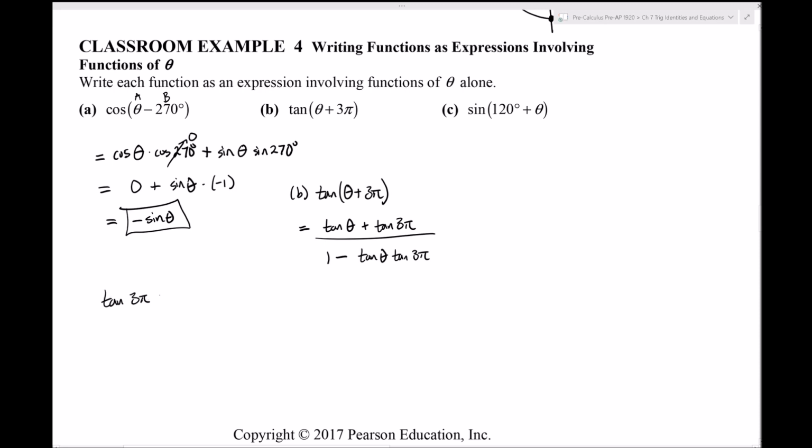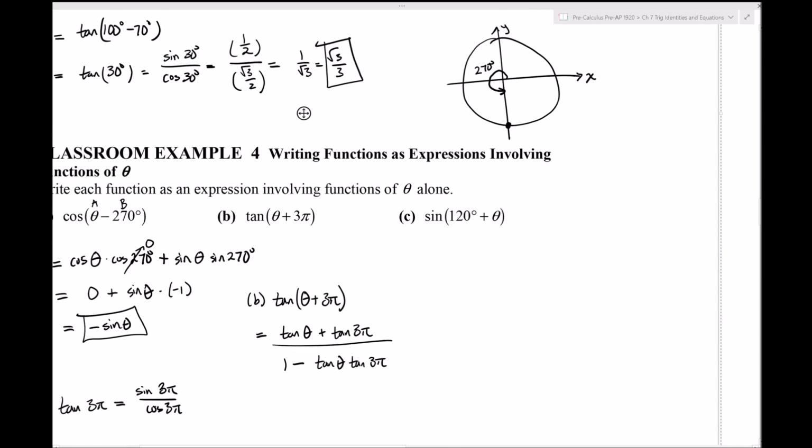Tangent 3 pi. And the normal way that we do this is sine of 3 pi divided by cosine of 3 pi. Sine of 3 pi. What's 3 pi? 3 pi is this angle. This is 2 pi, and then you go an extra pi. That's here. So we're talking about this point, and that's the same thing as pi. 3 pi and pi are essentially the same angle with regards to a trigonometric function. So if I wanted to calculate sine or cosine of 3 pi, it's the same as calculating the sine or the cosine of just pi.